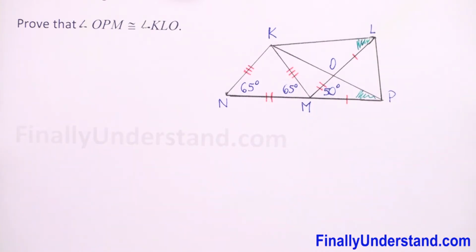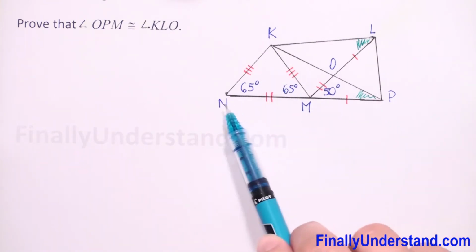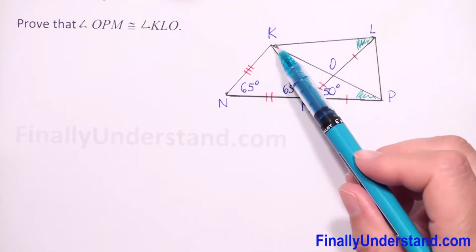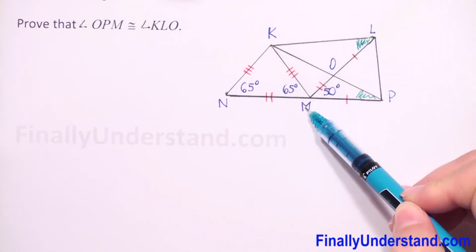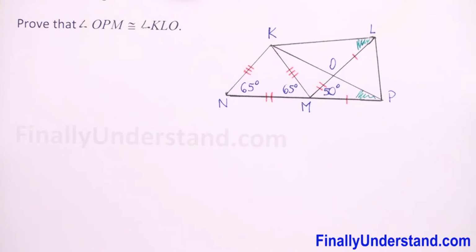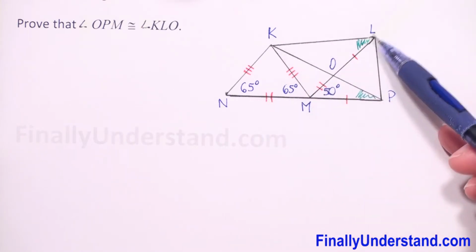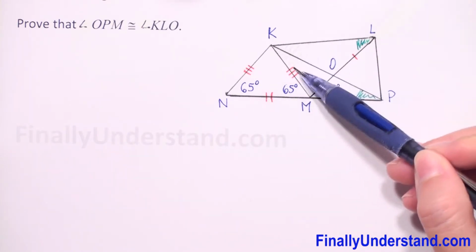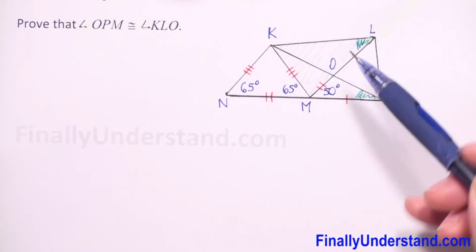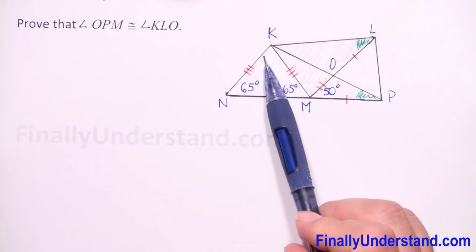To show that these two angles are congruent, we will show that triangle KPN and KLM are congruent. Let me shade these two triangles. So we will show that triangle KLM, so this triangle, is congruent to that.